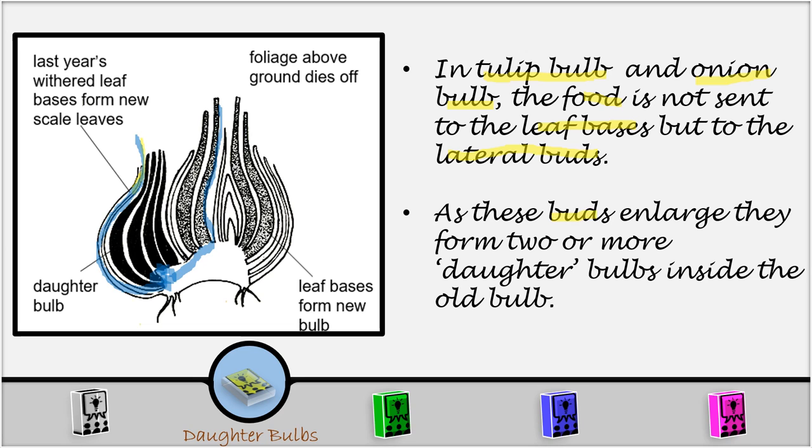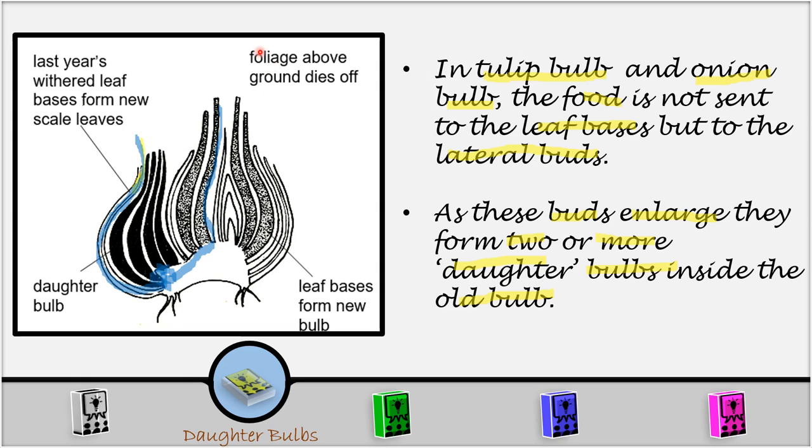As these buds enlarge, they form two or more daughter bulbs inside the old bulb. So now, when the nutrients are coming from the leaves, they are going to be sent into the bulbs. And these bulbs now will form large bulbs inside the old bulb.